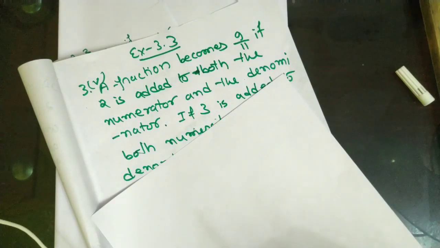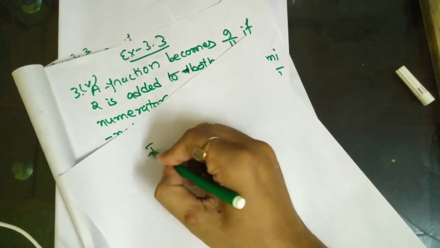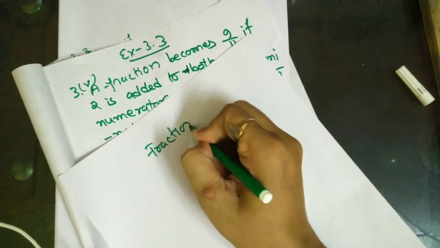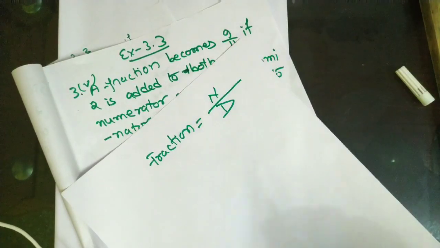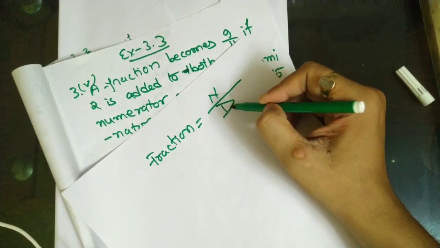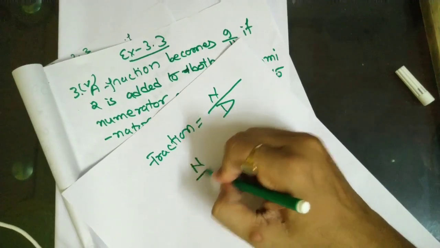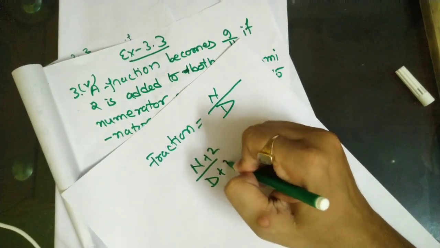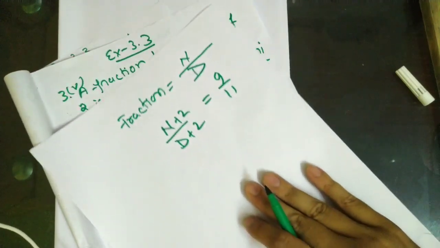Now first we have to understand the meaning of this line. See, if we take a fraction, it consists of a numerator and a denominator, right? We all know it. Now, according to the question, if we add 2 to both the numerator and the denominator, then the fraction will become 9 by 11.